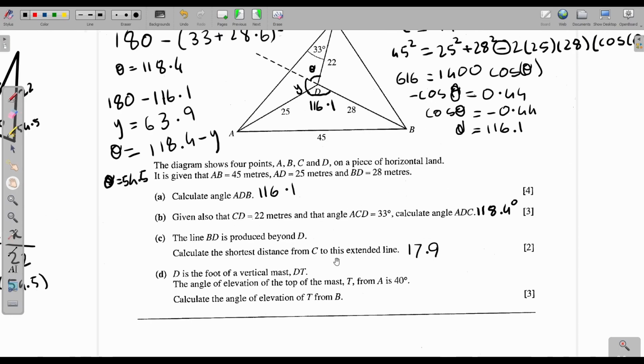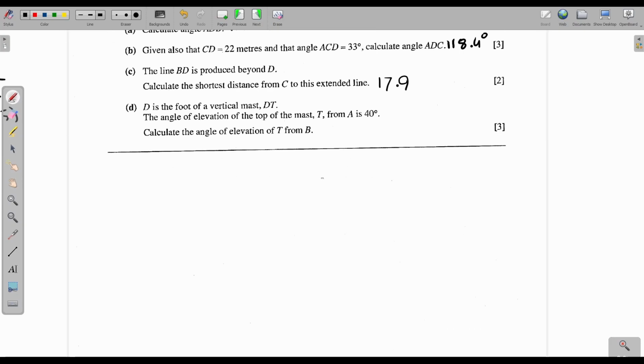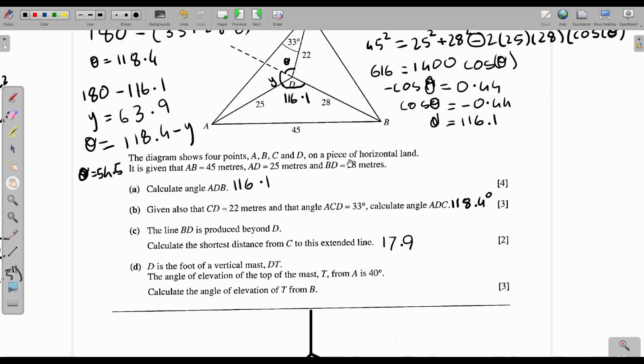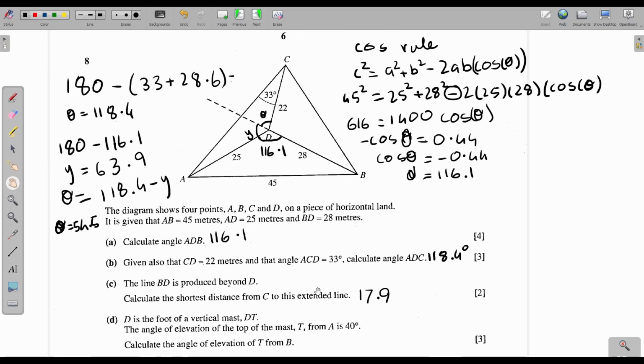All right, finally, D is the foot of a vertical mast, DT. The angle of elevation from the top of the mast, T, from A is 40. Calculate the angle of elevation. So essentially, in the third dimension, from D they've placed a mast. D still goes to A and D still goes to B, but now there's a mast going up from D. Imagine a pencil coming out of the page right here; that is what T would look like, but we're drawing it in 2 dimensions.